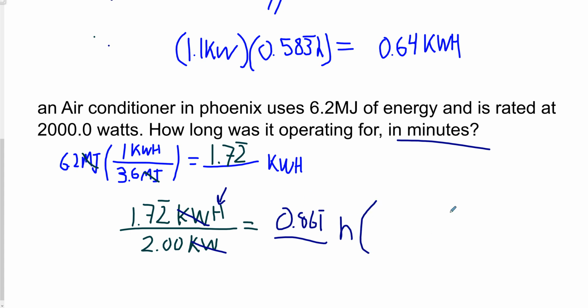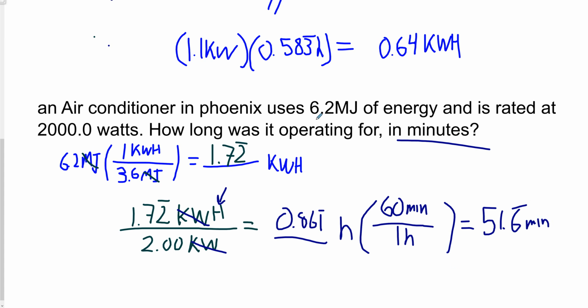And I'm still not done, so now I'm going to convert. And I know there are 60 minutes in 1 hour. So I multiply this number by 60, and I get 51 point repeating 6 minutes, but I only have 2 sig digs to spend, so I will say 52 minutes.